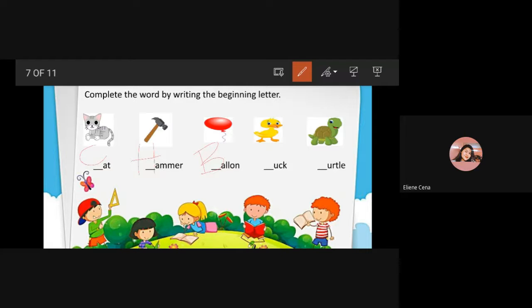D, ma'am. D, very good. How about in the last picture? What is the beginning letter of turtle? D. Okay, letter D. Very good, class.